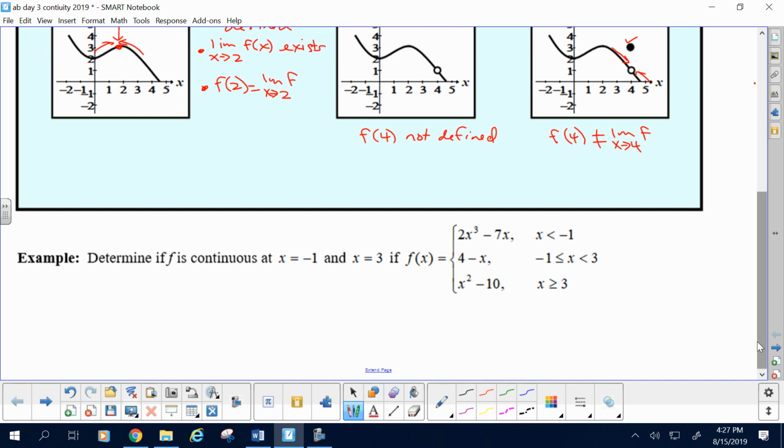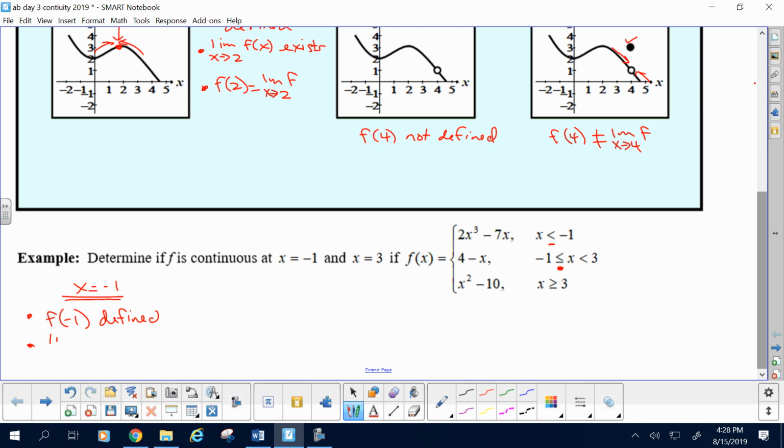Now, let's talk about another type of problem. Right below it, determine if f is continuous at x equals -1 and x equals 3. So, check this out. Let's start with x equals -1 over here. At x equals -1, let's meet the first condition. Do they tell you what to do when x is -1? Here not so much, but here yes. When x is -1, use this function, so it is defined. Condition 1 is met.